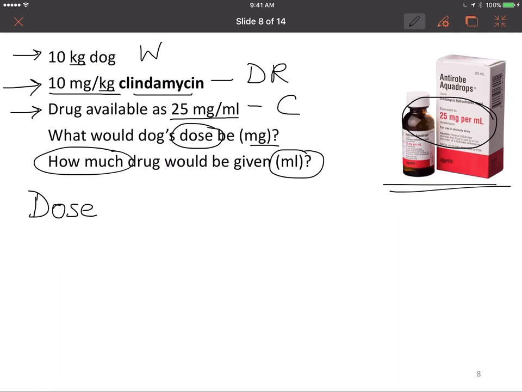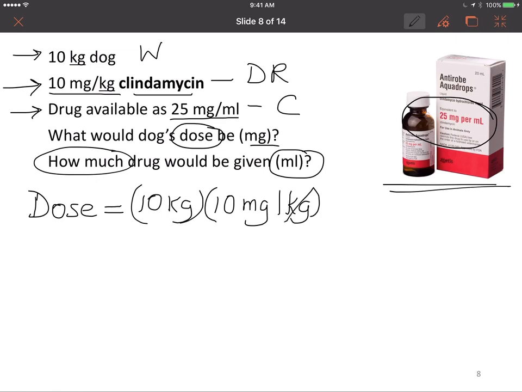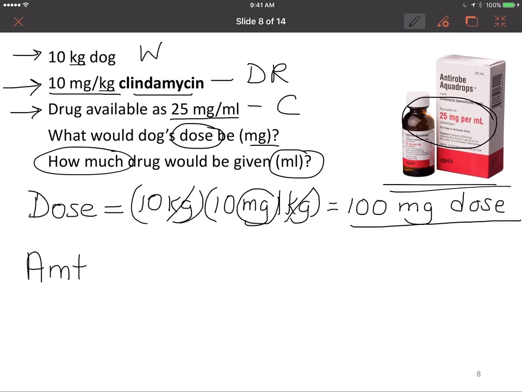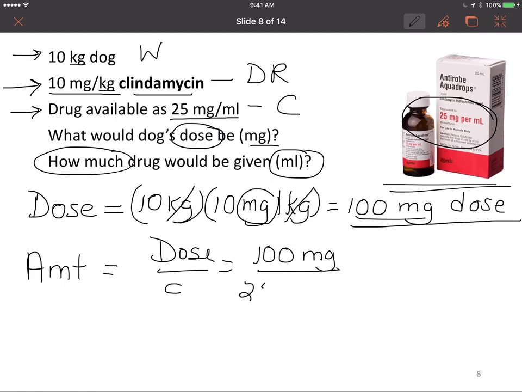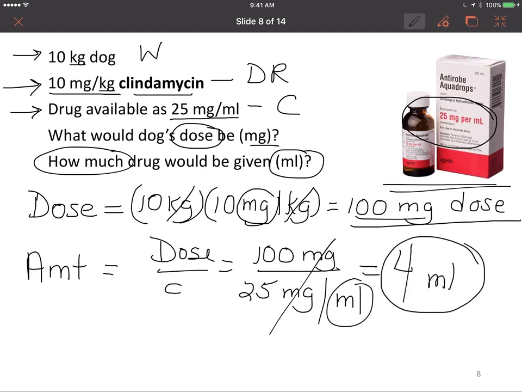So we're going to set up our dose formula. Dose equals body weight times dosage rate. Our kilograms cancel out. Our answer is going to be in milligrams. 10 times 10 equals 100 milligram dose. Now we have to get 100 milligrams from this 25 mg per mil solution. We're going to go to our second part. Amount equals dose over concentration. So the amount equals 100 mgs, our dose, divided by the concentration, which is 25 mgs per mil. Cancel mgs. 100 divided by 25 equals 4, and our units are in mils. So this patient is going to get 4 mils of the Antirobe Aqua Drops orally.